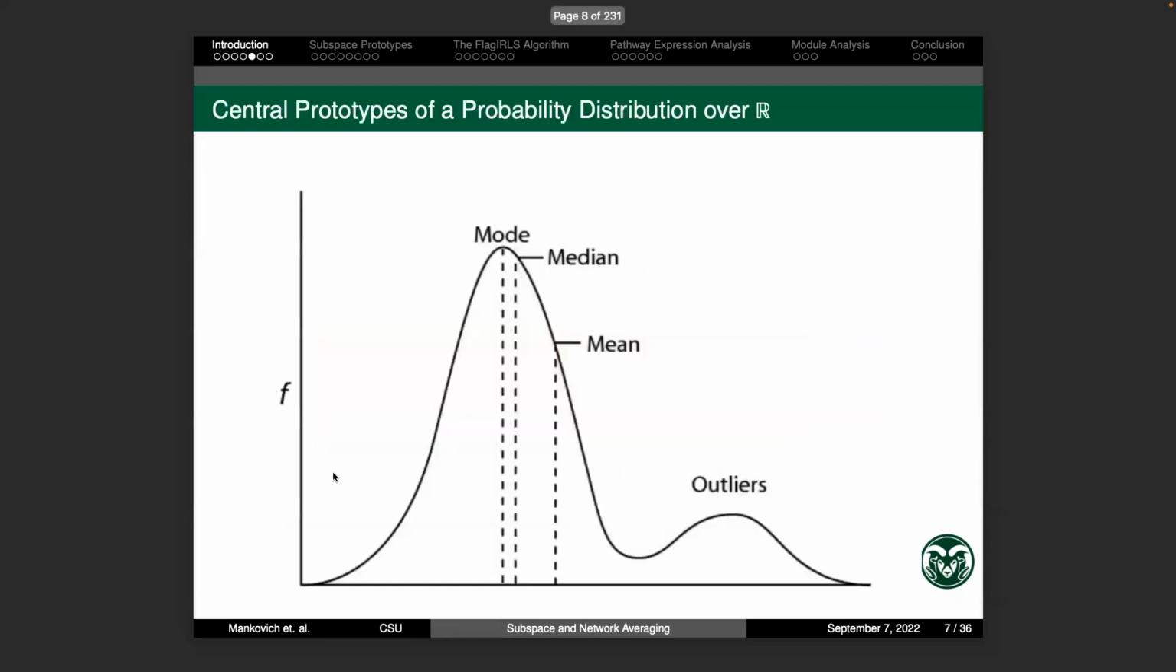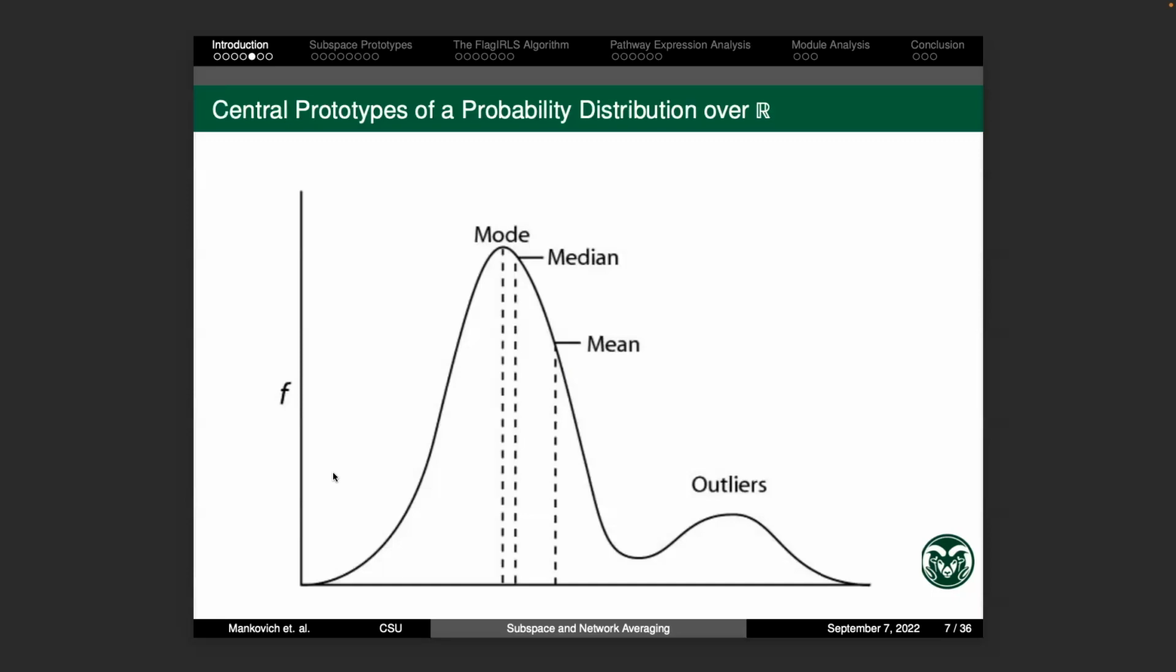Okay. Finally, we get to start talking about a little bit of math, but the math maybe that we learned about quite a while ago, I would say, for probably most of us. So just kind of a review, like central prototypes or averages of a probability distribution over R. I'm going to use the word central prototype for the rest of this talk, or just prototype for these things.